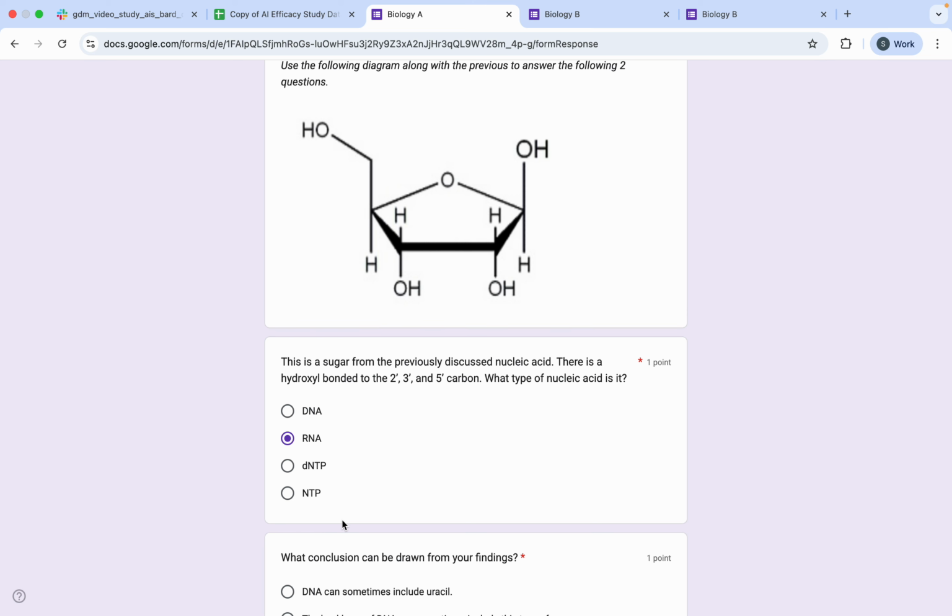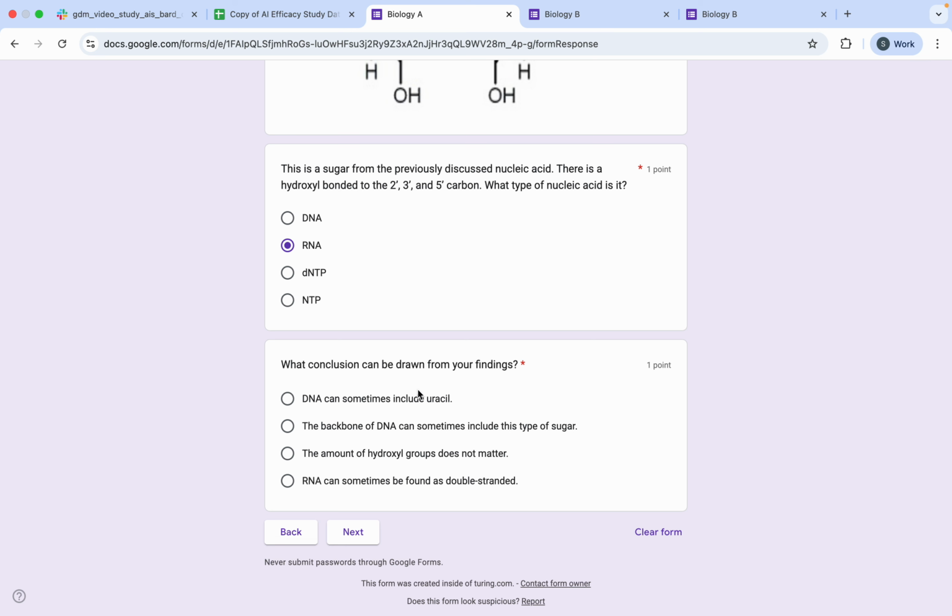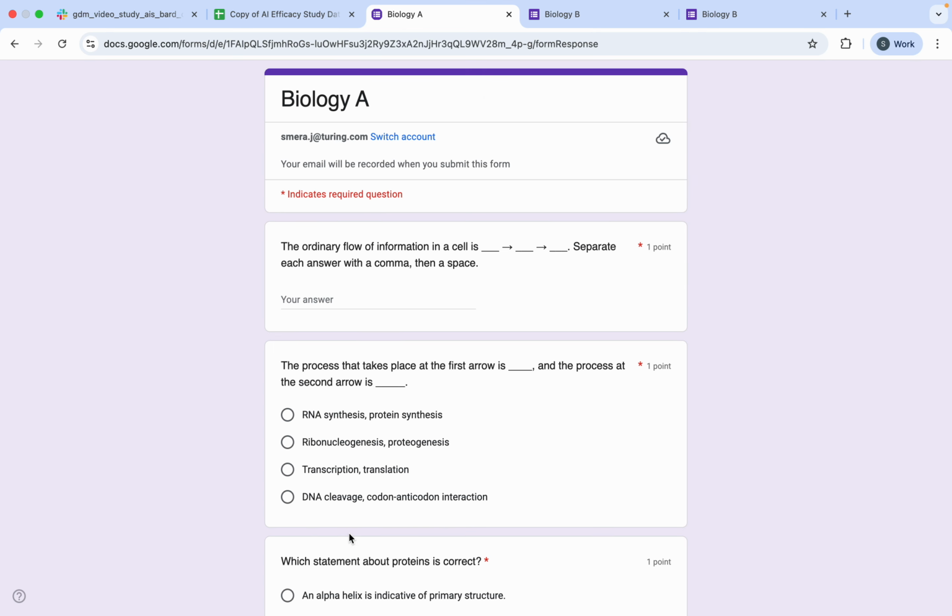Okay. What conclusion can be drawn from your finding? DNA can sometimes include uracil. The backbone of DNA can sometimes include this type of sugar. The amount of hydroxyl group does not matter. RNA can sometimes be found as double-stranded. I think the RNA can sometimes be found as double-stranded. Okay.